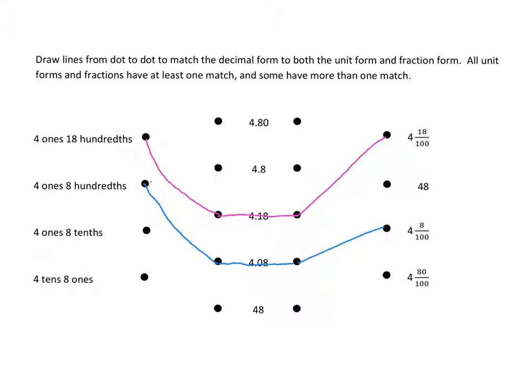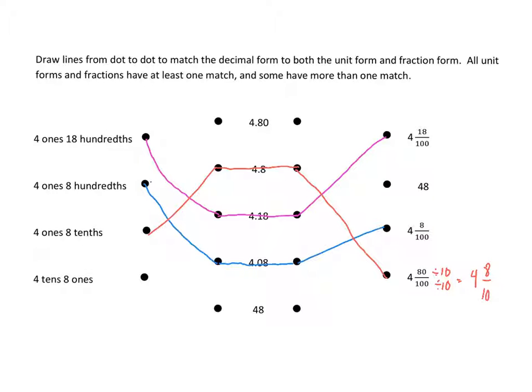Next one says 4 ones and 8 tenths. Well, 4 ones and 8 tenths, that's going to go here, because the 8 is in the tenths place. And where is that on our mixed number? Well, that goes down here because it's equivalent. Remember I told you when we can divide the top and the bottom by 10? And if we do that, we can get 4 and 8 tenths.